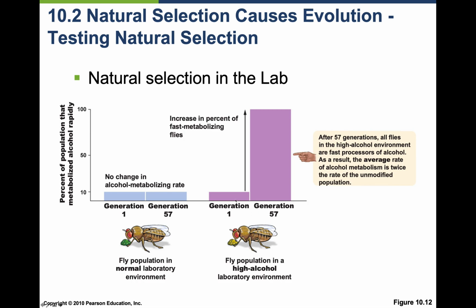But then if you go over here, if you take this same population, but you feed them on a high alcohol environment, you'll find that after 50 generations, which is really not that long, this can be done in a matter of months, these fruit flies actually have a much higher ability to metabolize alcohol than the original population.